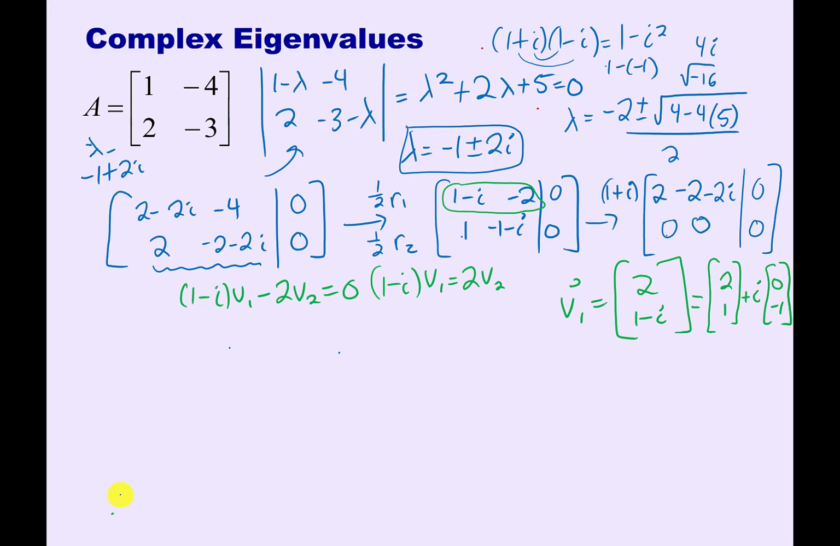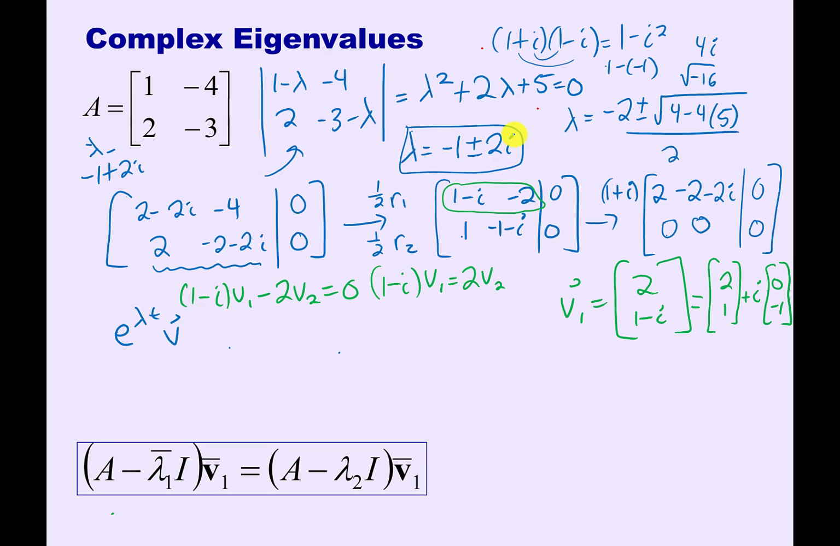So now we can build a solution if we take e to the lambda t multiplied by the eigenvector. And it turns out that if we need an eigenvector for the conjugate, so the -1 minus 2i, if we take a minus lambda 1 I v1, we could take the conjugate of each piece, and that's what this bar over it means. And the conjugate for lambda 1 is lambda 2. And so the eigenvector that would correspond with lambda 2 is the conjugate of the eigenvector 1.